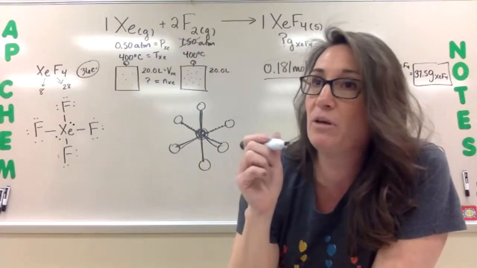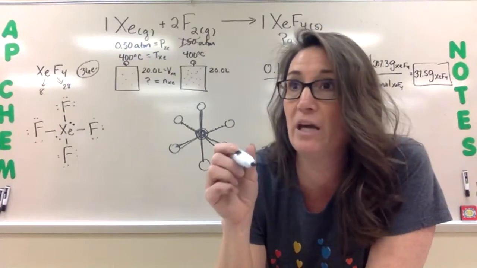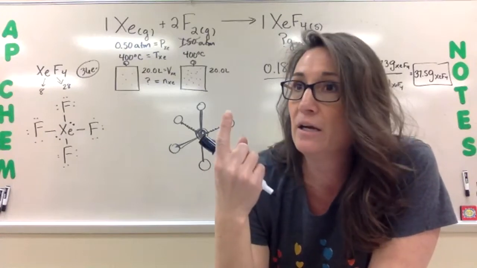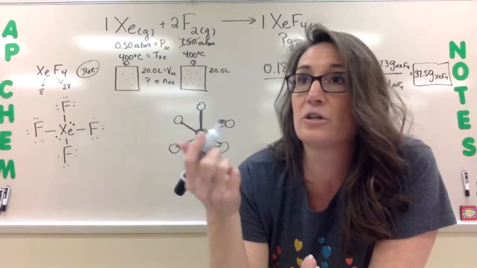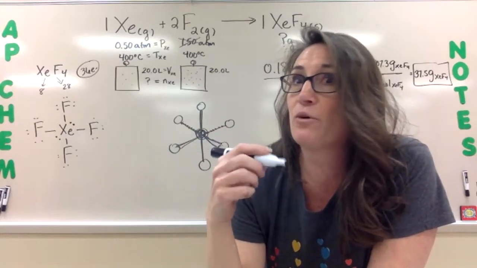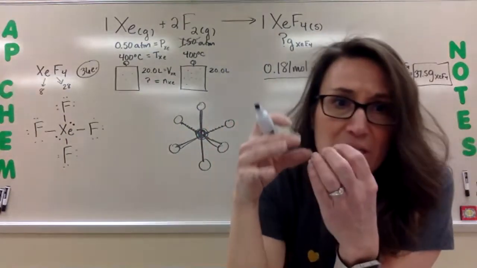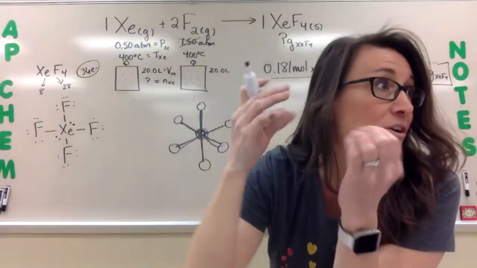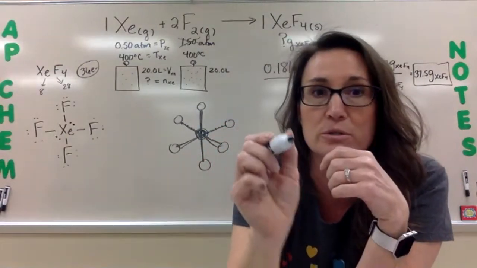And the whole point of PVNRT is that the big thing that the AP test wants you to know is that some things deviate from ideal behavior. If they have a high intermolecular force, they're going to deviate. If they're large molecules, they're going to deviate. If they're really cold, they're going to deviate because they're getting so tight together and they're slowing down. If the pressure gets really high, they're going to deviate, okay? So make sure you're aware of when they don't follow the rules, okay?